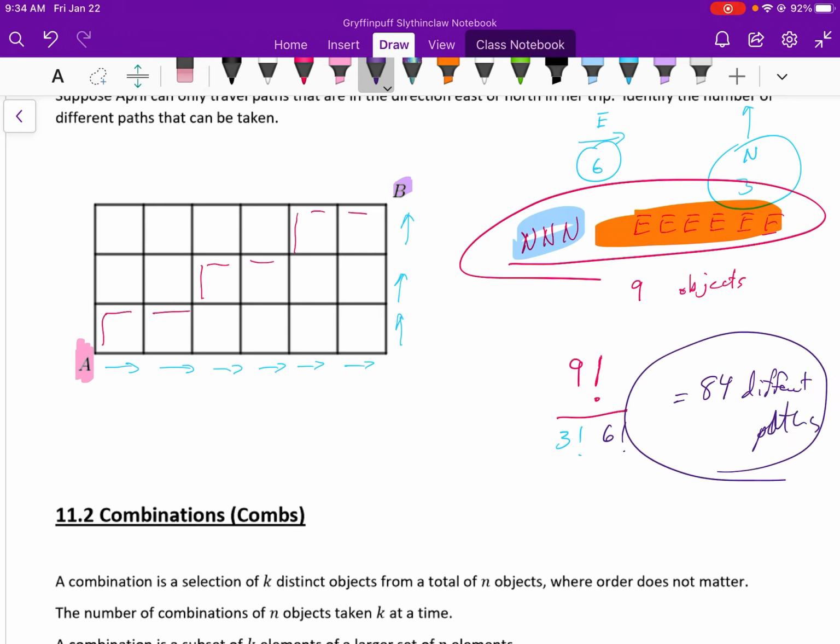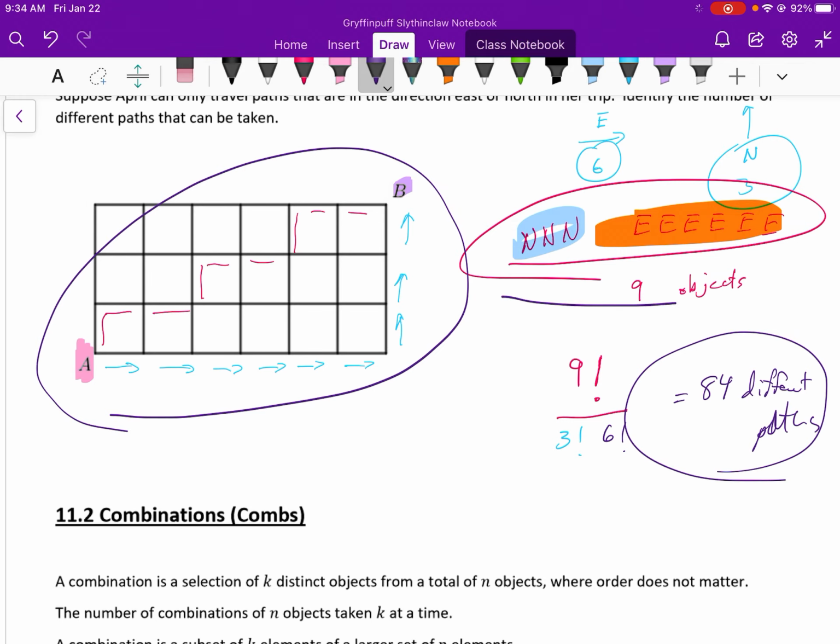And why is that? Because although we're following directions, we created this word thing.